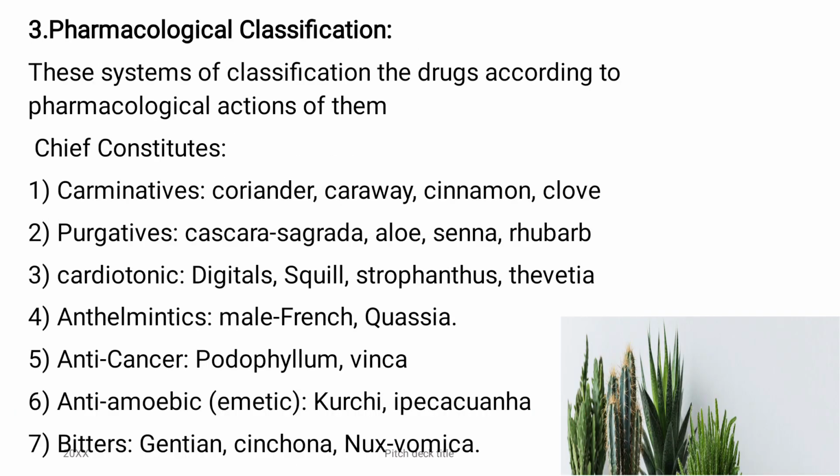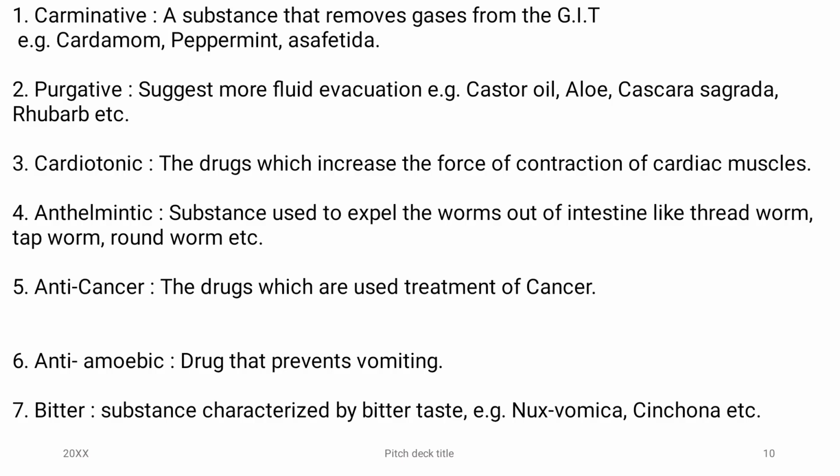Our third classification is pharmacological classification. In this system, drugs are classified according to their pharmacological action. Chief constituents: carminative, purgative, cardiotonic, anthelmintics, anti-cancer, anti-amoebic, and bitters, each class having its own examples. Carminative means a substance that removes gases from the GI tract, for example cardamom. Purgative suggests a more fluid evacuation, for example castor oil, aloe, cascara, and rhubarb.